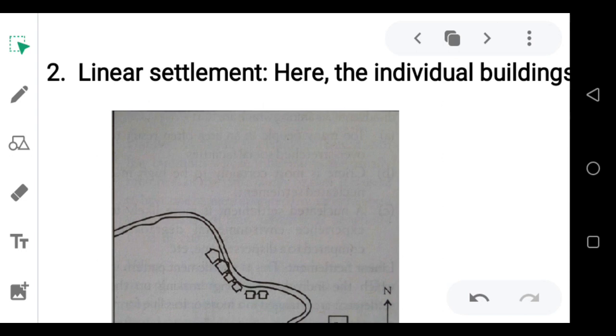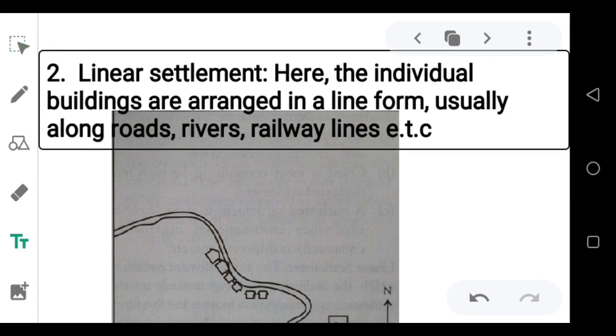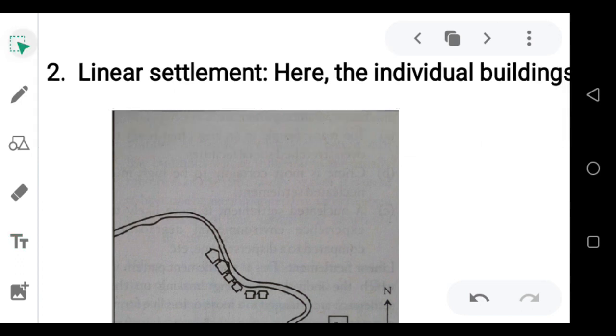Number 2, we have linear settlement. Linear settlement. Here, the individual buildings are arranged in a line form, usually along roads, rivers, railway lines, etc. Can you see the settlements? Can you see the buildings arranged along the line? This is an example of a linear settlement.